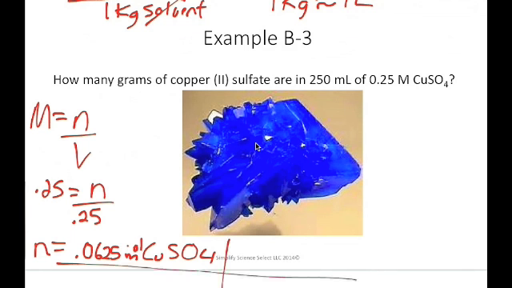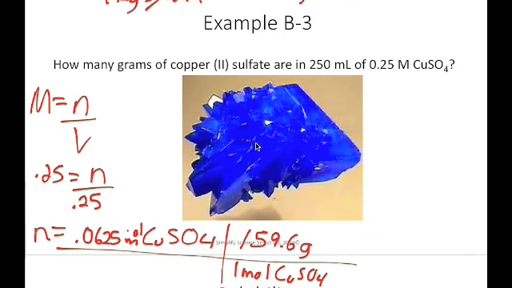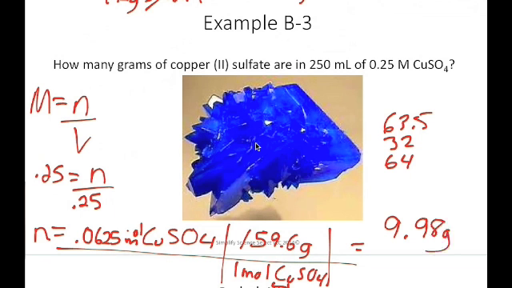Now I can do my dimensional analysis, and I can say that you have 1 mole of copper sulfate, and that 1 mole of copper sulfate has a mass of about 159.6 grams. The way that I got that, and you should be familiar with this by now, is that this value right here, the copper, comes from the periodic table and is 63.5. The sulfur is 32. The oxygens are going to be 64. There's 16 each, but there's 4 of them. So when you multiply this out, you end up getting a mass of copper sulfate required of about 9.98 grams of copper sulfate, CuSO4.